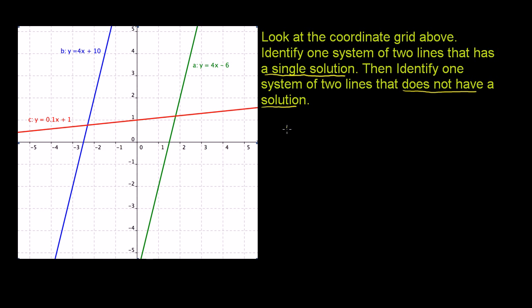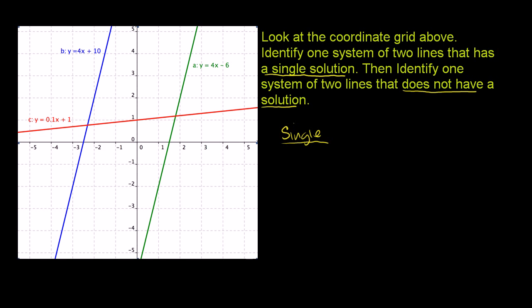So a single solution. And they say identify one system. But we can see here, actually, there's going to be two systems that have a single solution. And when we talk about a single solution, we're talking about a single x and y value that will satisfy both equations in the system.